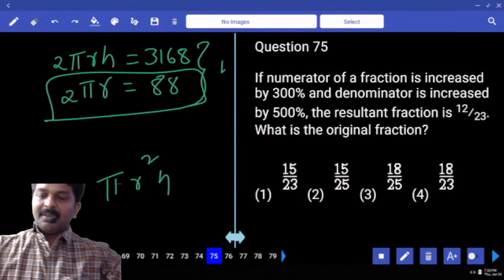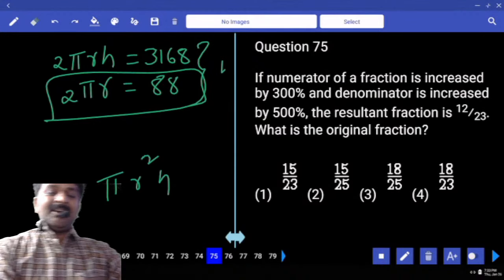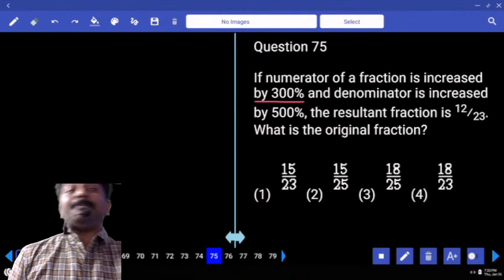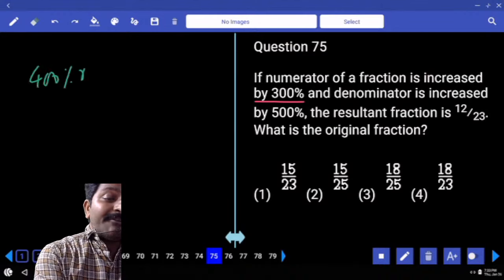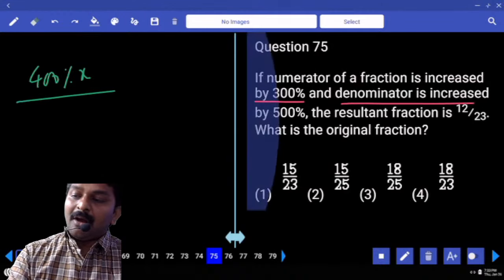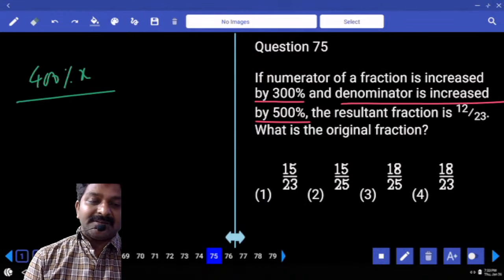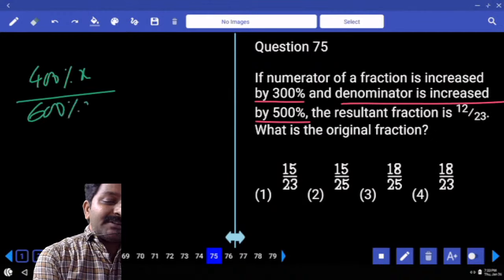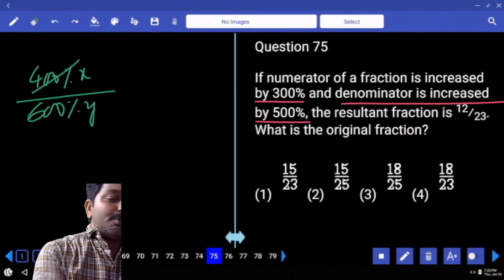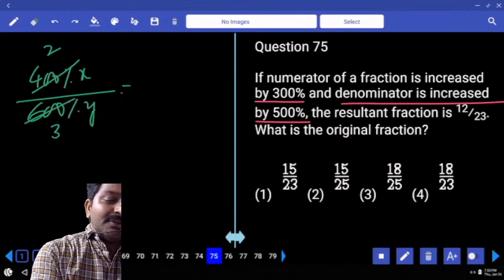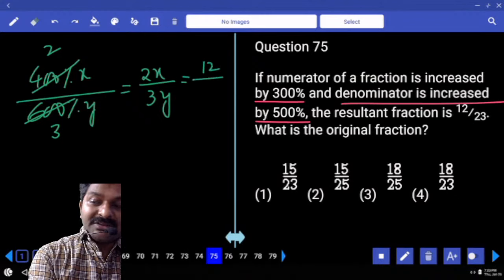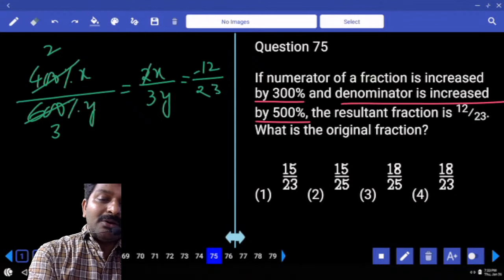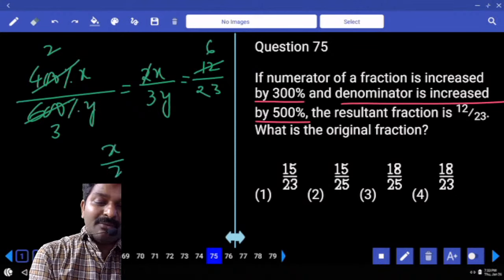The numerator of a fraction is increased by 300%. If it increases by 300%, then it becomes 400% of x, numerator. Denominator increased by 500%. Then it becomes 600% of y. Cancellation with 200, 2 times, 3 times. So I will write it as 2x by 3y. Obtained fraction mentioned as 12 by 23. 2 by 3 times x by y is equal to 12 by 23, so x by y is equal to 18 by 23.